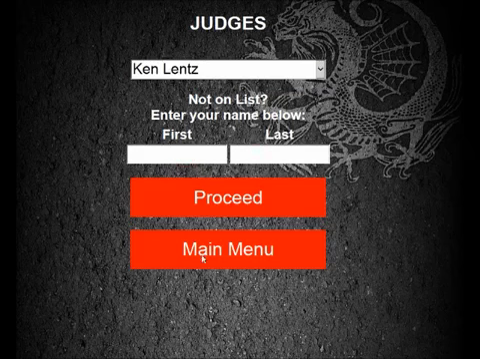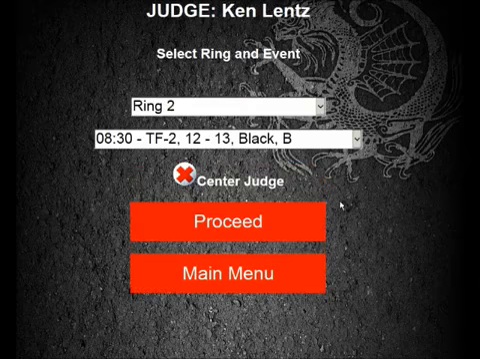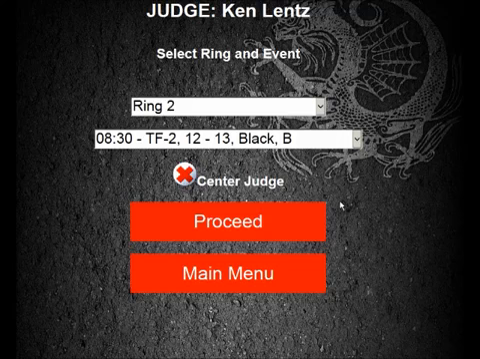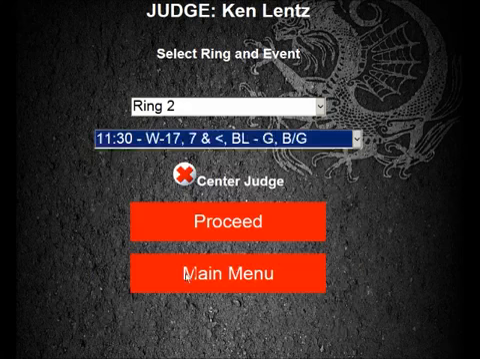But we're going to proceed as though Ken has already judged an event in this tournament, and Ken is already set up in the system. So we click proceed. The next thing you need to do is pick the ring and the event that you're going to be judging at. We're going to stay in ring 2. We're going to judge event W17, 7 and under, blue to green belt, boy and girl.